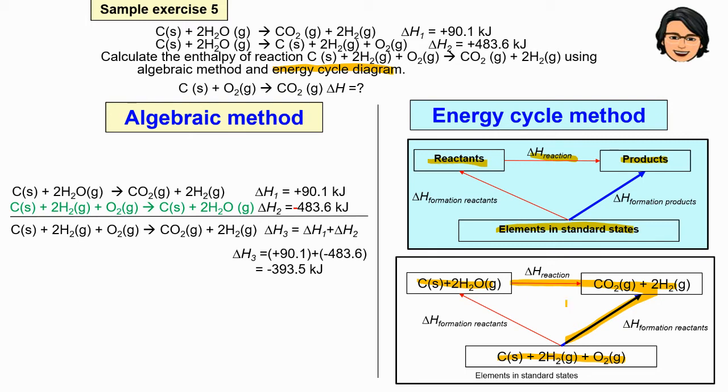So what you do is you fill in the cycle, and then you can see enthalpy 1 plus enthalpy 2 equals enthalpy 3. Of course you can use the algebraic method as well, but if the question asks for an energy cycle diagram, this is how you construct it.